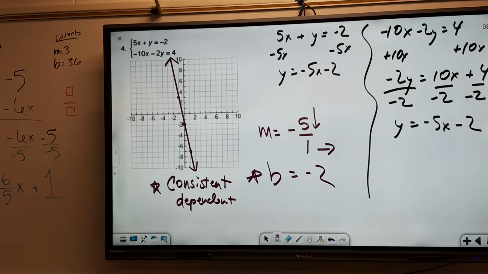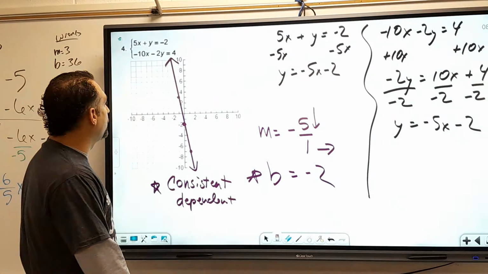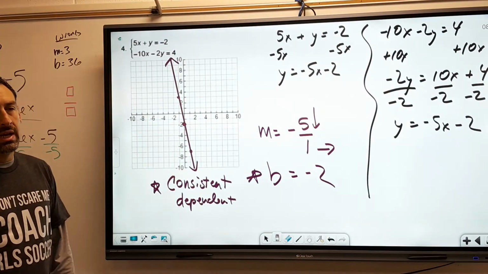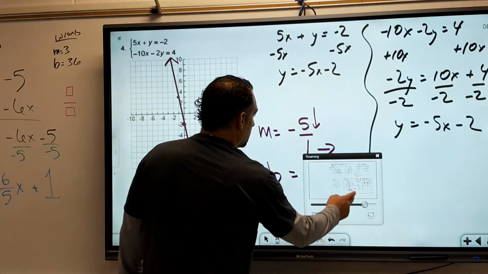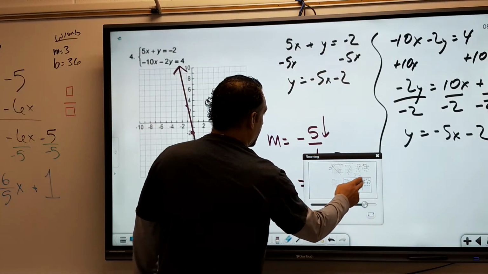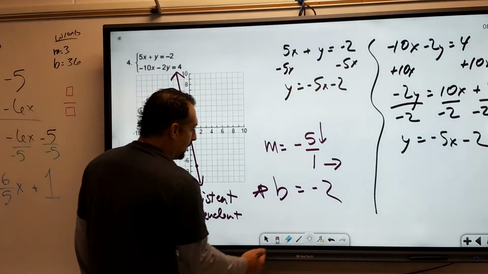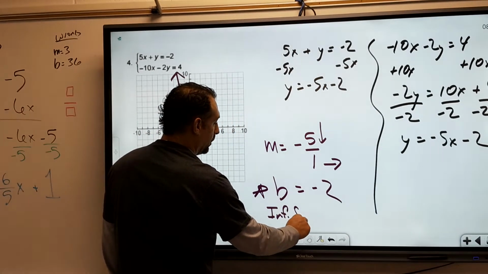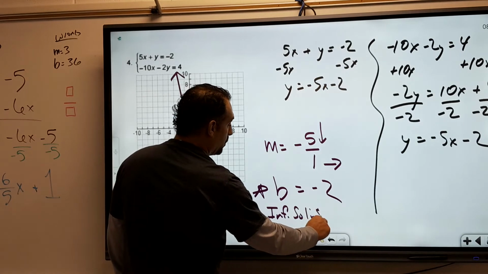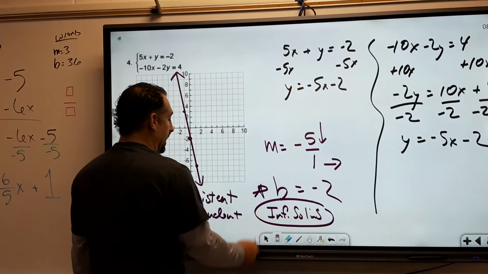But the big picture item is you realize you've got the same scenario twice, and they're coinciding lines, and they intersect. So the solution, you would say infinite solutions, right? Infinite solutions, because solutions are where they intersect.